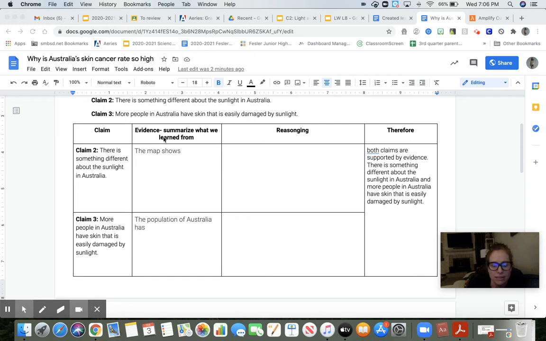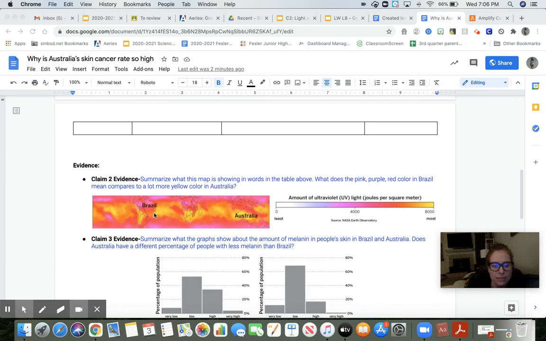So evidence, and I kind of gave you a little starting. Evidence for claim 2, there is something different about the sunlight in Australia. You're going to explain what this map shows. So here's that evidence. Summarize what the map is showing in words in the table above. What does the pink, purple, red color in Brazil mean compared to a lot more yellow in Australia?